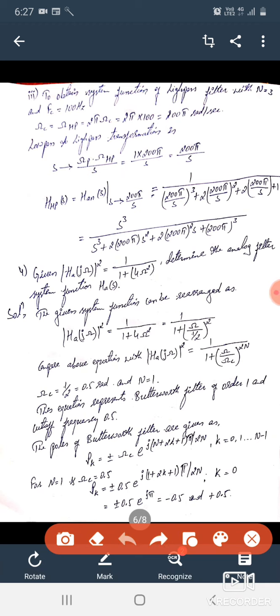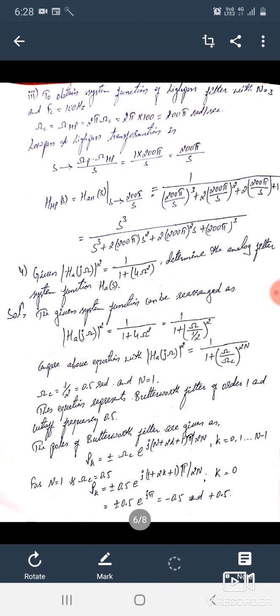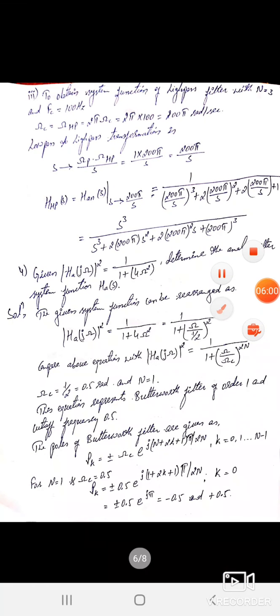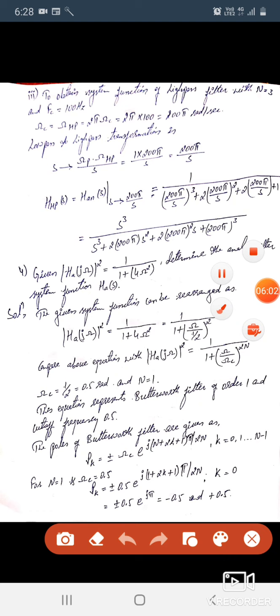Next problem. Here they gave H_a of j omega whole square is equal to 1 divided by 1 plus 4 omega square. We have to determine the analog filter system function, that is H_a of S. The given form, how can I change it here? Instead of writing 4, if I write omega divided by 1 by 2, power square, I will be getting the same. This equation I can write, this is a standard one.